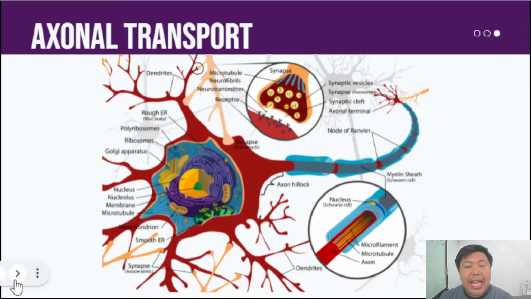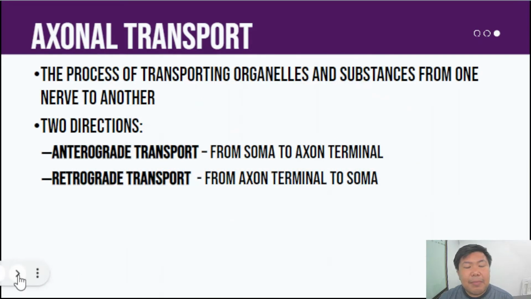And how are they able to do that? How are they able to transport or move substances such as your ions and nutrients and your organelles? It is through the help of your microtubules. If you will go back to our discussion last week, microtubules act as the railroad, allowing the substances to have a pathway for transport. So basically, when we say axonal transport, no, it is the process of transporting organelles and substances from one nerve to another.